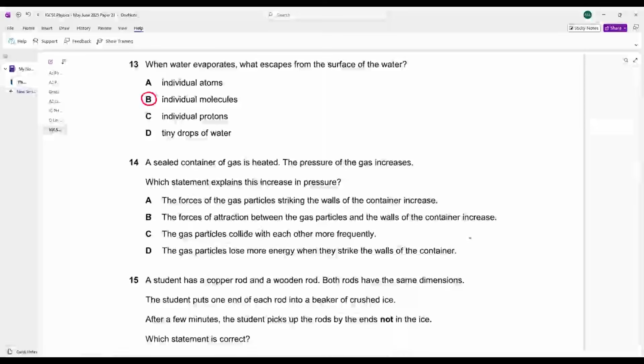A sealed container of gas is heated. The pressure of the gas increases. Pressure increase हो रहा है. Okay. Which statement explains this increase in pressure? अच्छा जी, कौन सा statement explain कर रहा है this increase in pressure? The force of the gas particles striking the walls of the container increases. Force increase हो रही है. That's why pressure is increasing. 14 का answer is A.